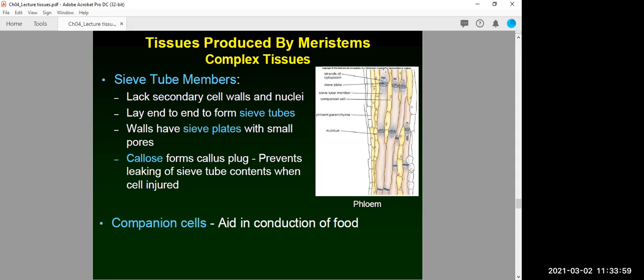And it's interesting here because it says there are strands of cytoplasm that are going from one sieve tube member to another. So these guys are actually connected, and they have the companion cells in between. Those are the parenchyma cells that are going to function for the intercellular communication.